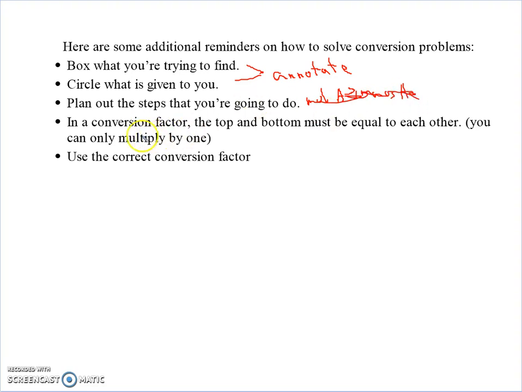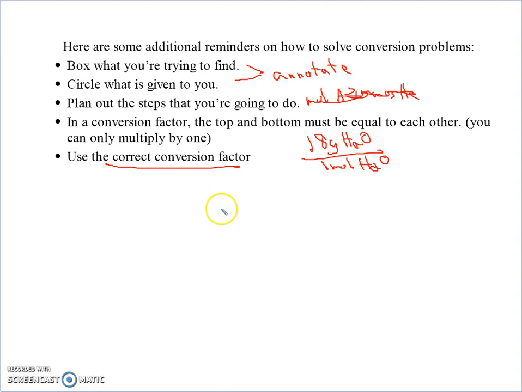In a conversion factor, the top and bottom must be equal to each other. You can only multiply by 1. Like for water, we use the molar mass. So 18 grams of H2O is equal to 1 mole, so I could use this as a conversion factor, or flip it over, they're still equal to each other. And then use the correct conversion factor.